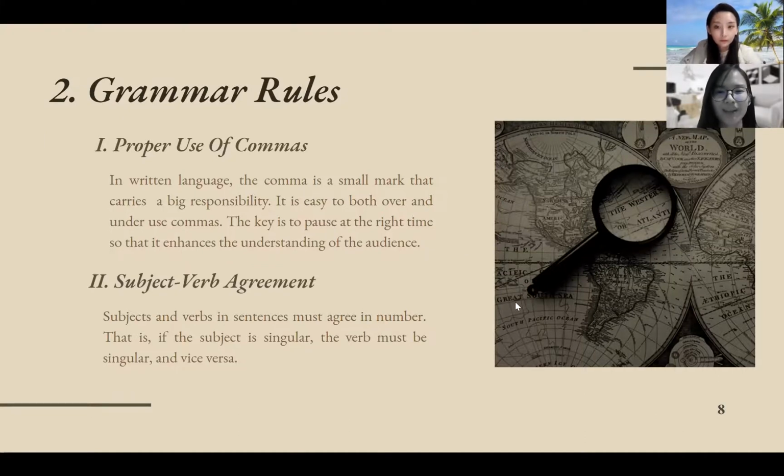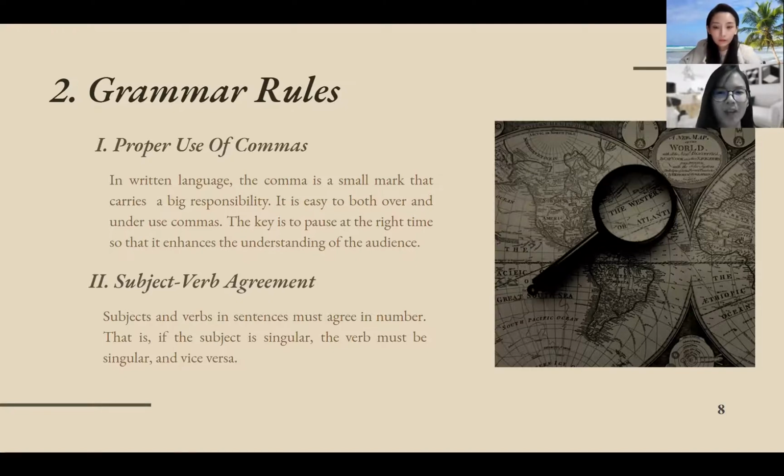As you have guessed, the first one is to use your commas properly. A comma is a small mark that carries a big responsibility. It is easy to both over and underuse commas. The key is to pause at the right time so that it enhances the understanding of the audience.